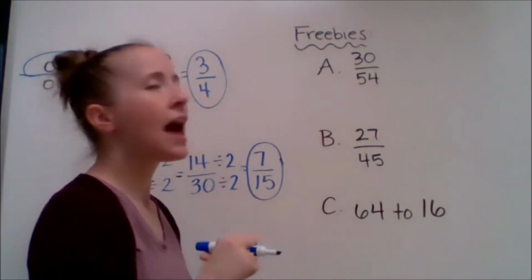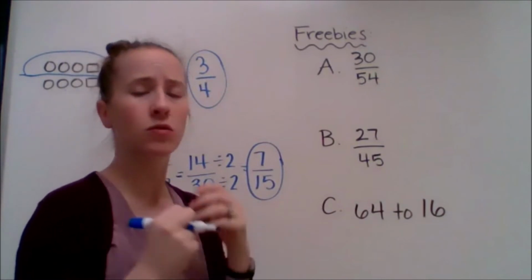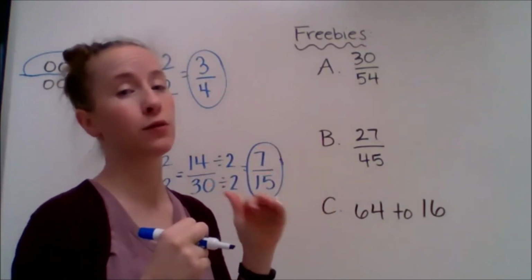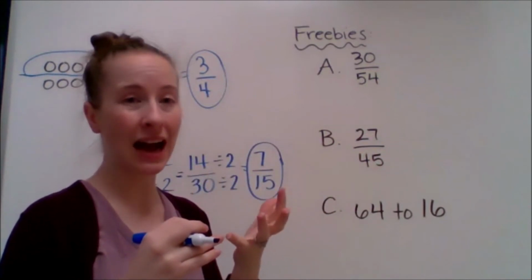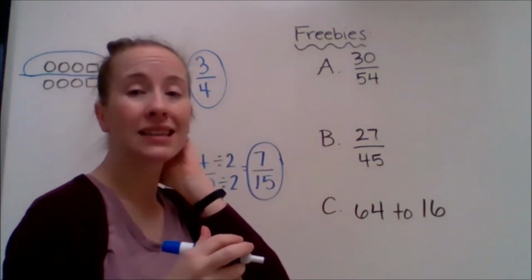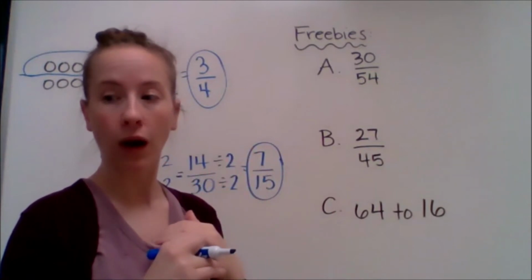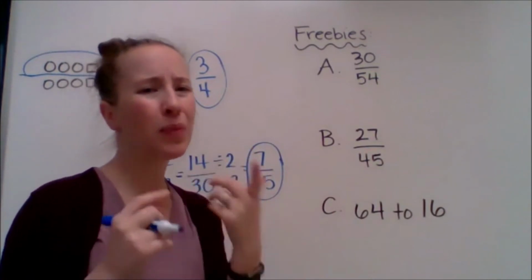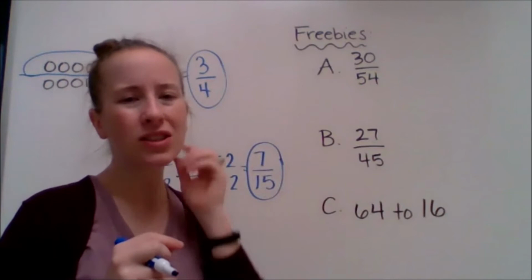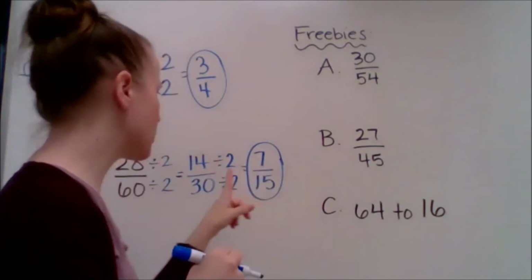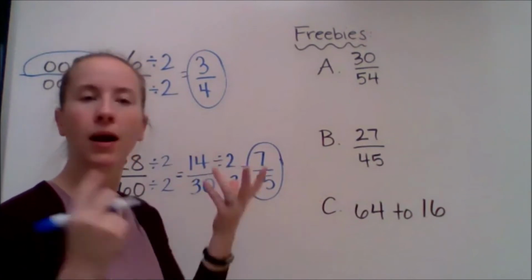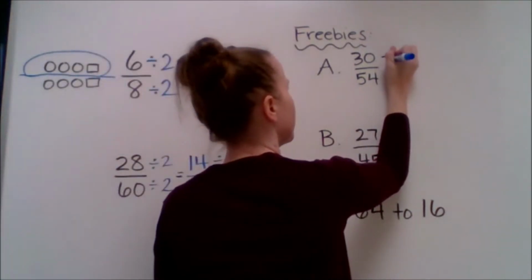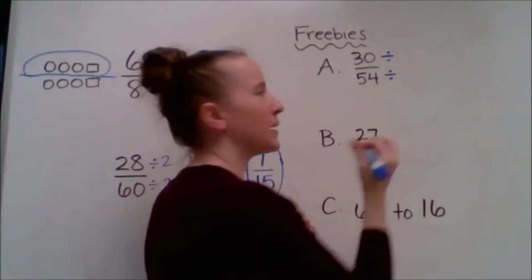Here's some freebies. Card A says the ratio 30 to 54, but we need to move that card to a different spot on the slide by simplifying. So let's see what 30 and 54 have in common. They're both even, but I'm wondering if there might be another math fact. So instead of dividing by 2 and taking a couple steps to get there, I'm going to see if there's a bigger number. Oh, I see a 6 fact.